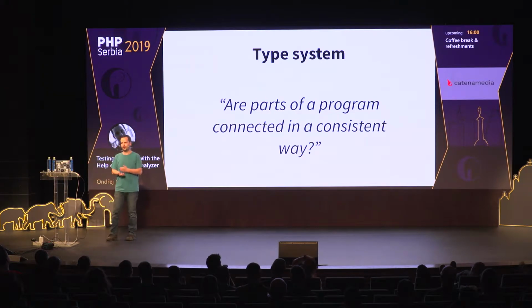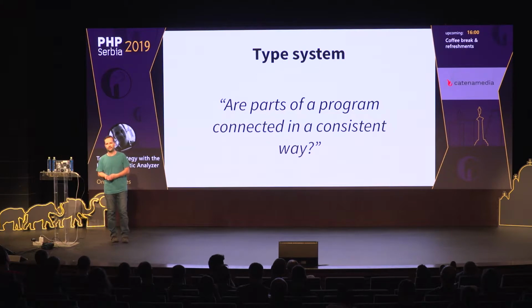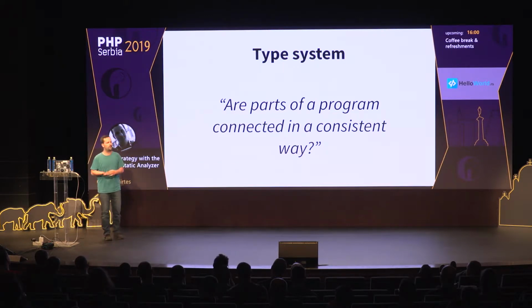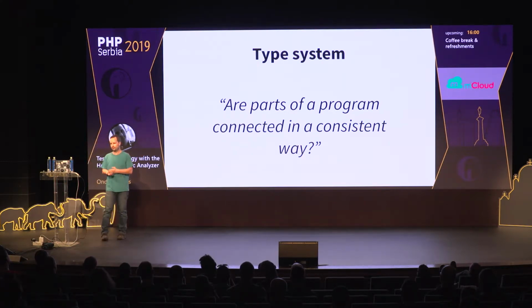What's helping a static analyzer is something called a type system. So what is a type system? A type system has a really long article on Wikipedia, but I won't bother you with it. A type system answers this question: are parts of a program connected in a consistent way? If I rephrase this, does an application work from the type's point of view?